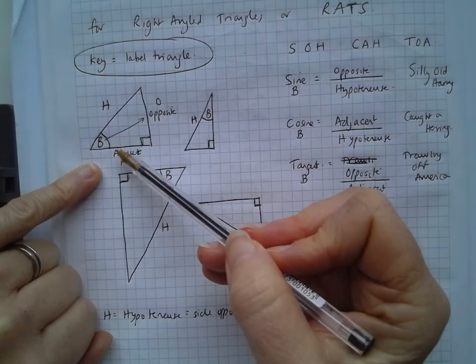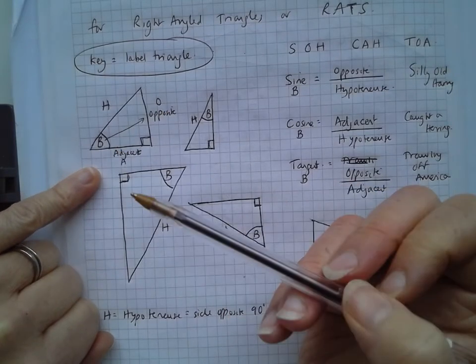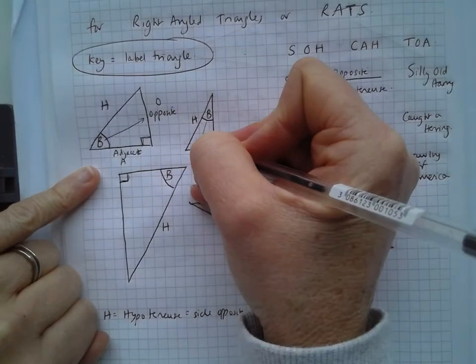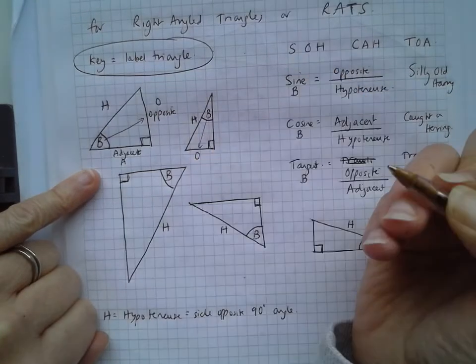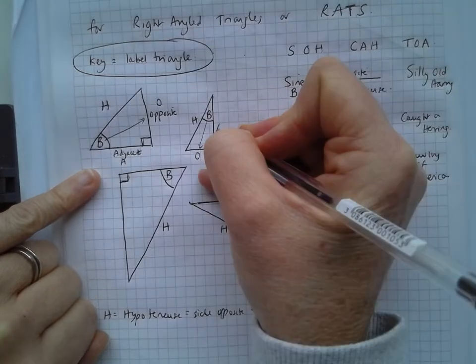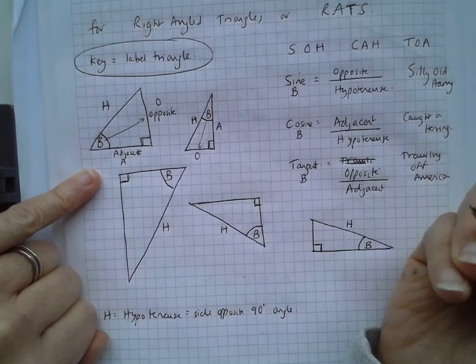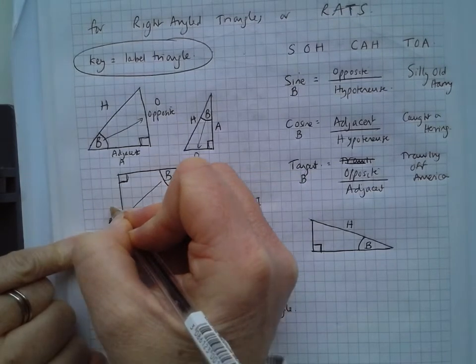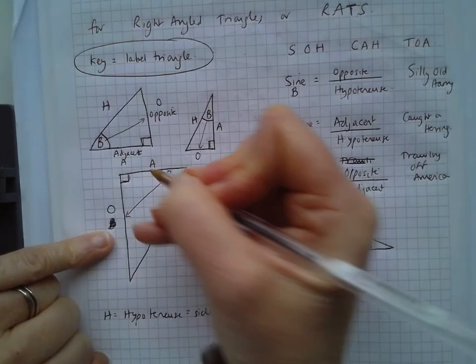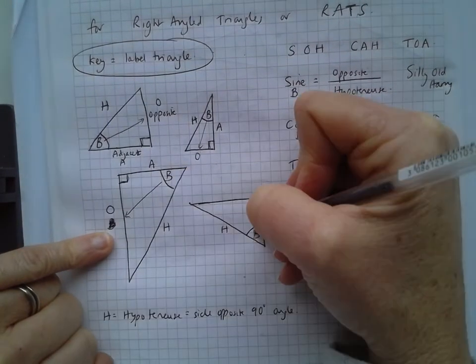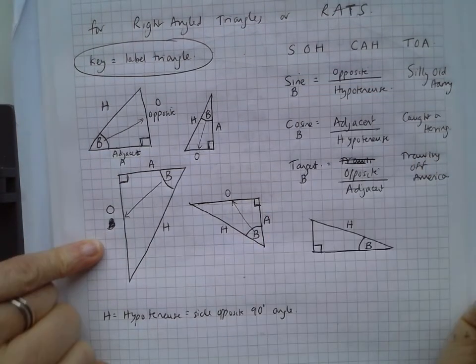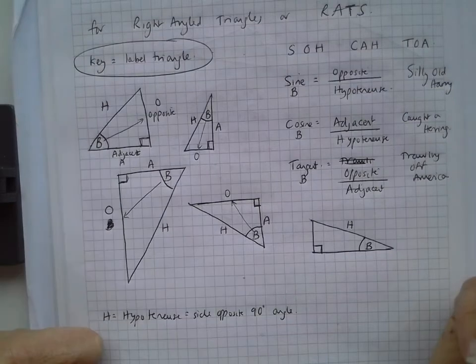Okay, here the side opposite angle B is the opposite. The side that's next to, or adjacent to, angle B is the adjacent. In each triangle, the side opposite angle B is the opposite, and the side next to angle B is the adjacent.